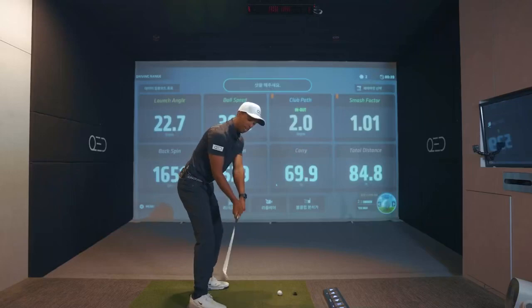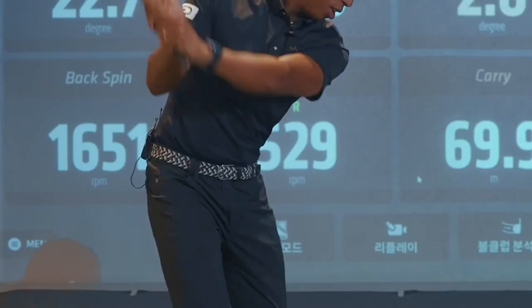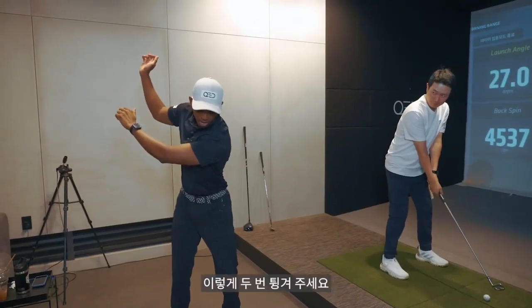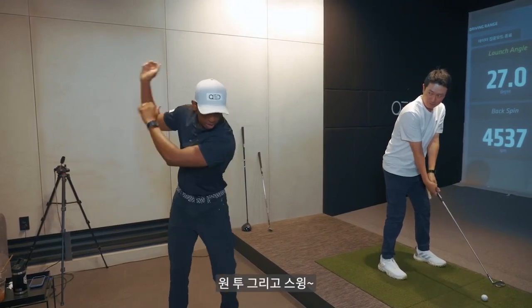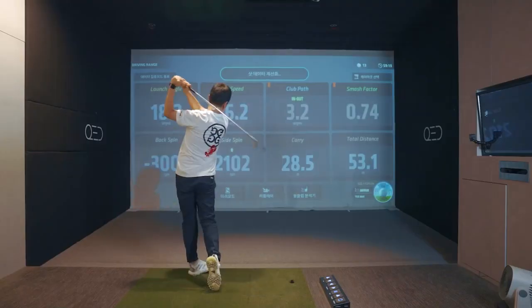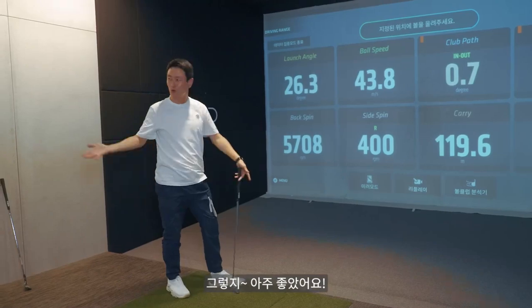We want to see if we can fix this motion and then also this motion. You're going to pump it twice, 1, 2, and then 3. There we go. Very nice.